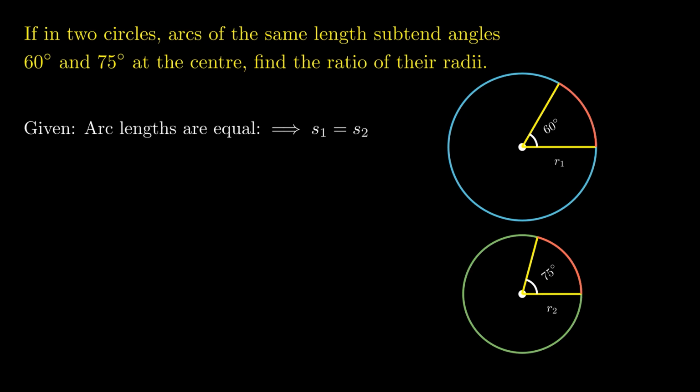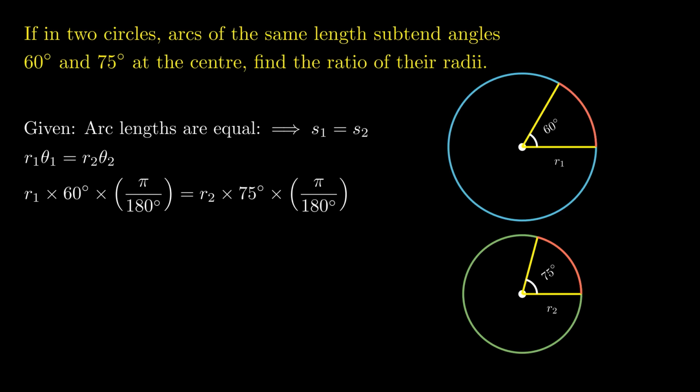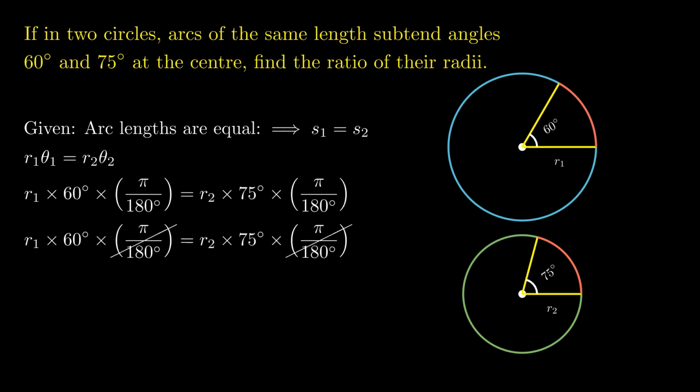arc lengths are equal, so s1 equals s2. We know s1 equals r1 theta 1 and s2 equals r2 theta 2. Right? So let's make substitutions for theta 1 and theta 2. Let's cancel out the factor for converting degrees to radians because we have it on both sides of the equation. So now r1 by r2 becomes 75 degree divided by 60 degree, which is equal to 5:4 ratio. So r1 is to r2 equals 5:4.